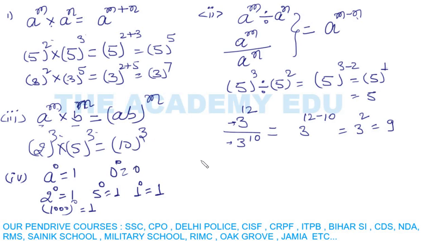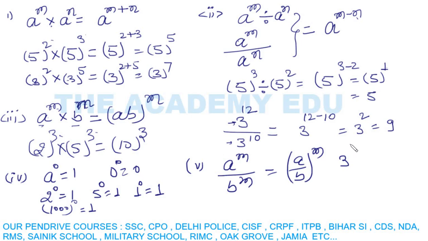Now, fifth one. Suppose a raised to the power m upon b raised to the power m. So how can I write it? (a upon b) and whole power m. Because m is the power of both, I can write it (a by b) whole to the power m. Means, suppose 3 raised to the power 5 upon 2 raised to the power 5. I can easily write it (3 by 2) raised to the power 5.